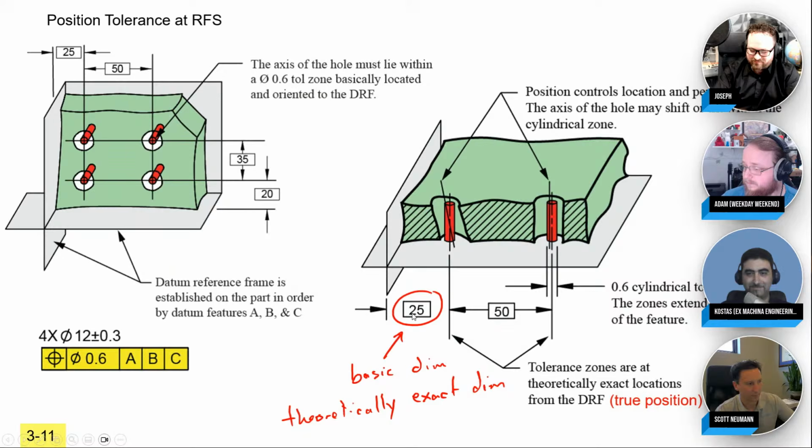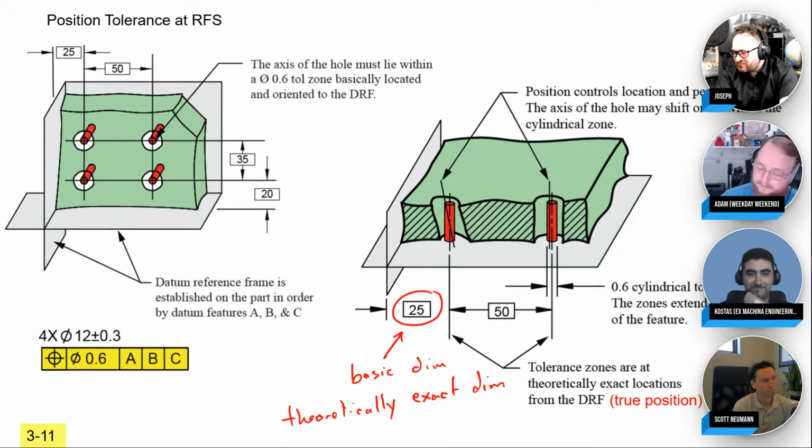So aim for that. Now, nobody can be perfect. So that's why we assign our position tolerance. And we assign that in a diameter value because that's the shape of the dartboard, and the size of our bullseye. We want it to be that shape of diameter. So yeah, it's a basic dimension, theoretically exact dimension, basically no tolerance on the basic dimension.